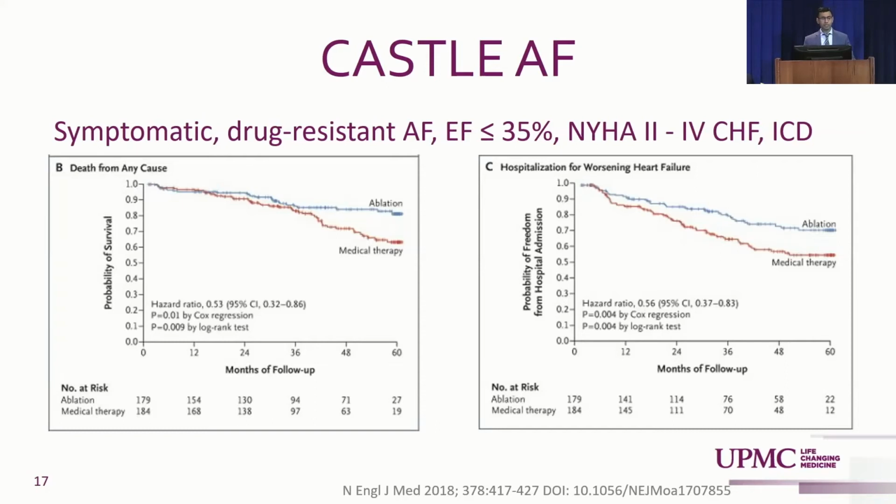They studied patients with symptomatic drug-resistant atrial fibrillation, again with EF less than or equal to 35% and NYHA class 2 to 4 heart failure. All of them had either a primary prevention or secondary prevention ICD. The study looked at outcomes of mortality and worsening heart failure hospitalizations. In both these endpoints, pulmonary vein isolation was seen to be superior. So improved mortality and reduced heart failure admissions, along with an improvement in left ventricular ejection fraction.